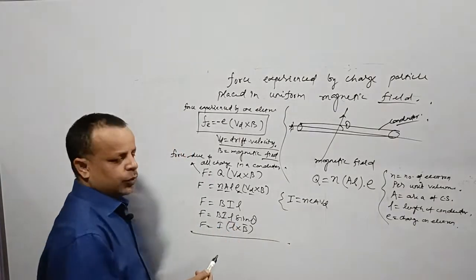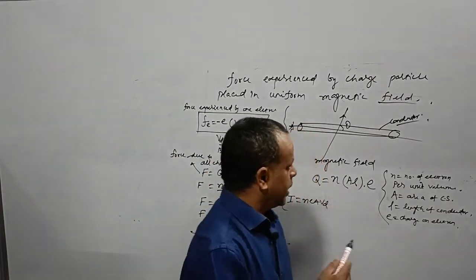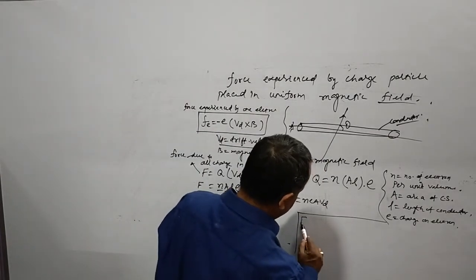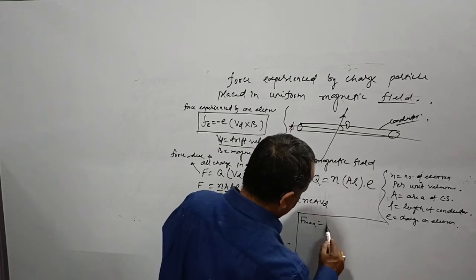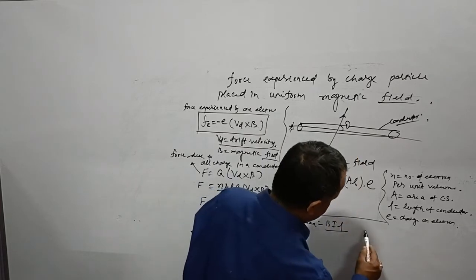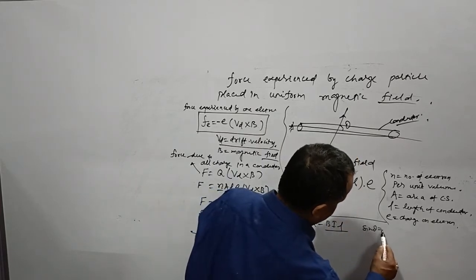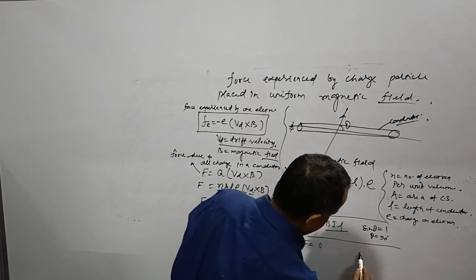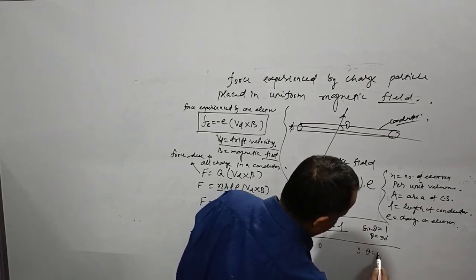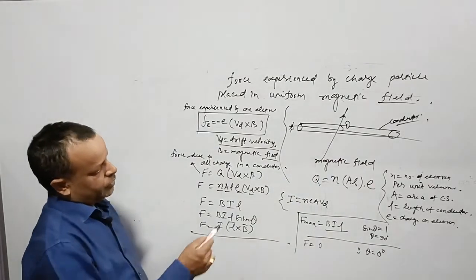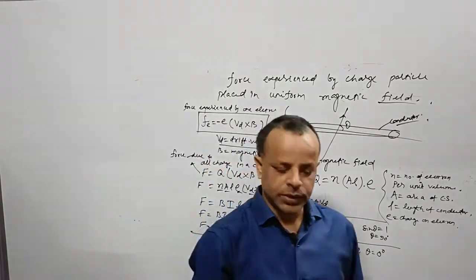So this is the force experienced by the current carrying conductor placed in a magnetic field, and we can see that the force will be maximum, equal to B into I into L, when the angle the magnetic field makes with the current carrying conductor is 90 degrees. Force will be zero when the current carrying conductor is parallel to the magnetic field lines, that is, the angle is zero.